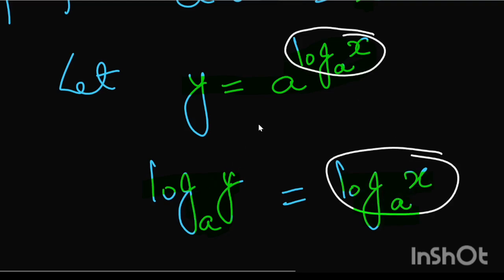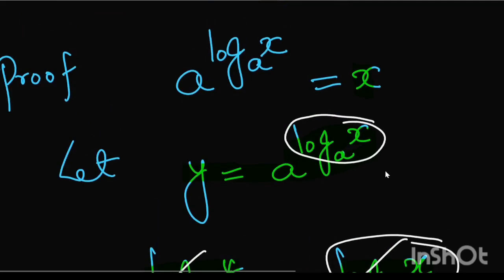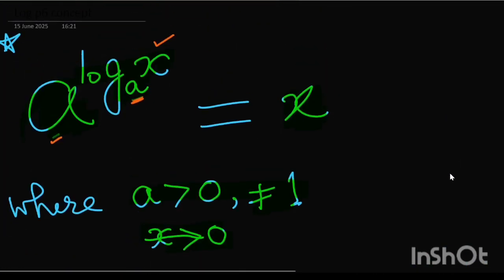So comparing these two, if you cancel log base a on both sides, because the base is the same, we will get y is equal to x. So y is equal to x if you replace here. So it is proved, guys. So let's see some examples on this.